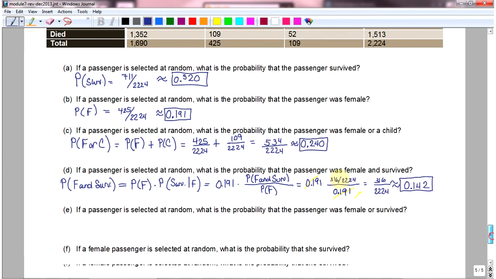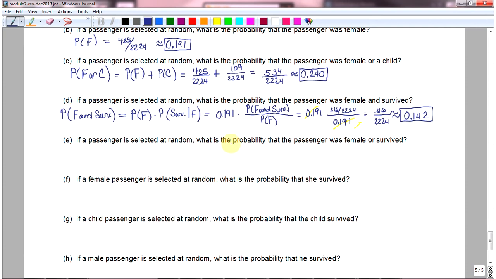Okay, going on to the next part. A passenger is selected at random. What is the probability that the passenger was female or survived? So the probability that the passenger was female or they survived. Okay, well we need to use our general rule for addition in this case. So we need to find the probability that the person was female plus the probability that the person survived, and subtract from it the probability that the person was female and survived.